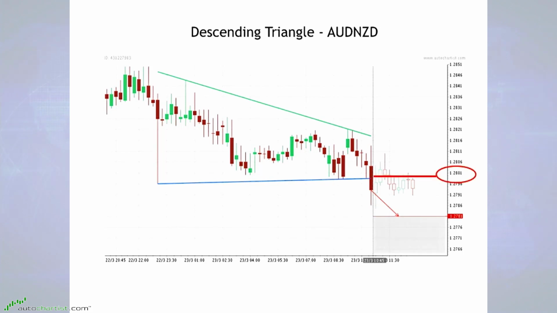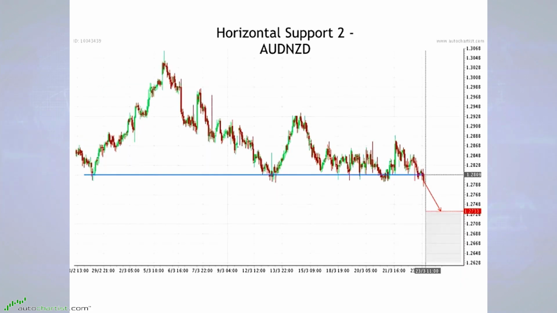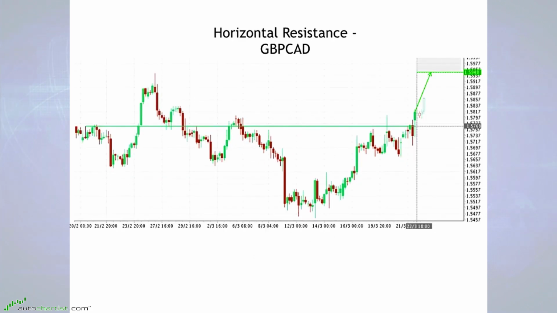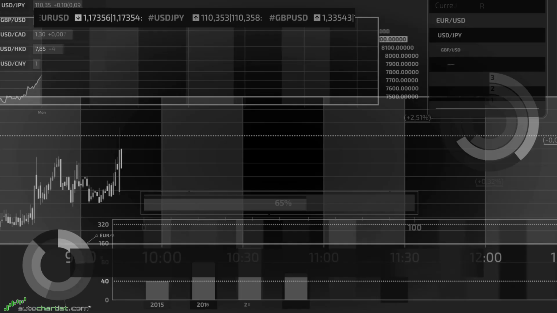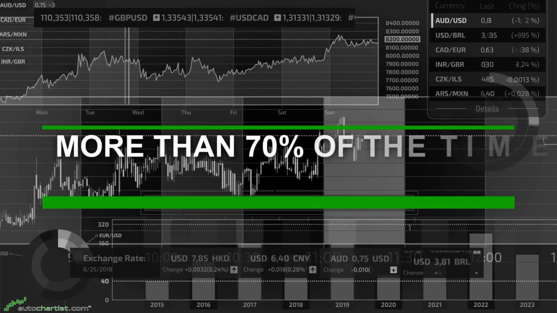Take this descending triangle on the Australian-New Zealand dollar exchange rate. Its support level is relatively close to a much larger horizontal support level that confirms it, and another even larger scale support level. So you have confirmation on various time frames by different types of patterns. Here's another great example, where you can find an ascending triangle that is confirmed by a greater resistance level on the GBP-CAD currency pair.